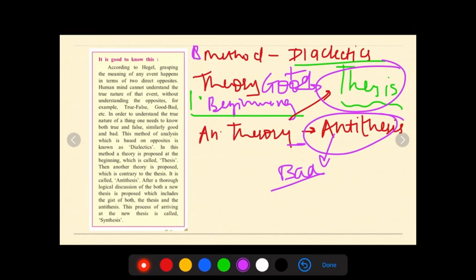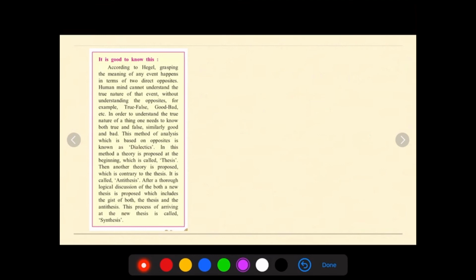So in this method, which is dialectics, the understanding of the true nature of one is gained. In this dialectics method, first a theory is proposed in the beginning, which is known as thesis, and after that another theory which is contrary to thesis is proposed, which is antithesis. For that person, whether he is good or bad, a thesis is proposed on his positive things, and an antithesis is proposed on his negative things.